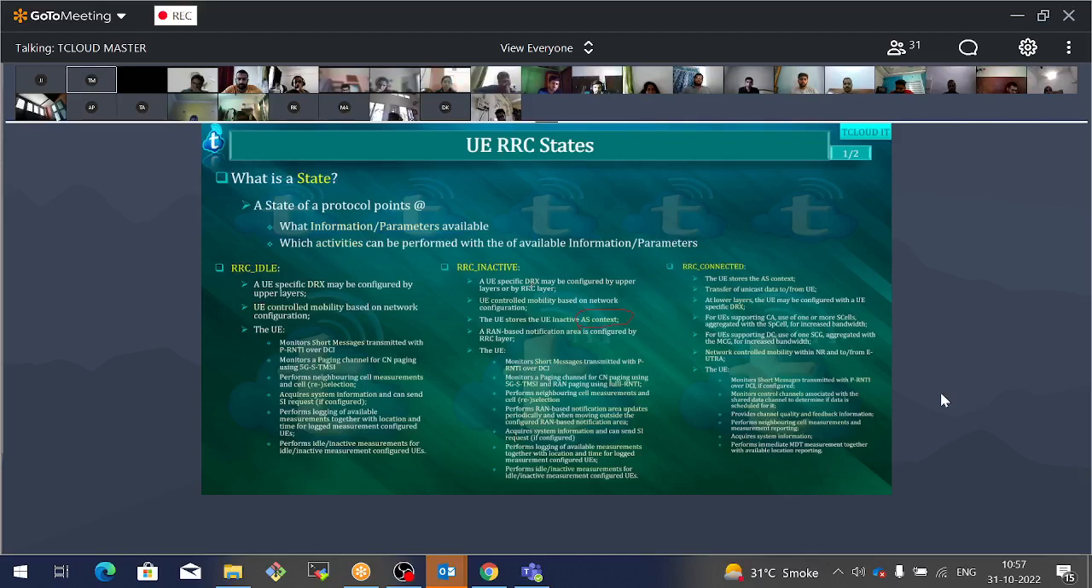The AS context is nothing but the RRC configuration details provided during RRC connection. So from RRC connected, the mobile equipment can go into RRC inactive state, or it can go into RRC idle if you release the connection completely. But if you suspend the connection, you will go into inactive state. So this is called a suspend, and this is called a release.